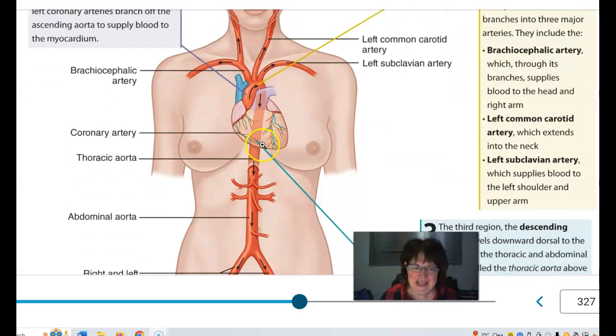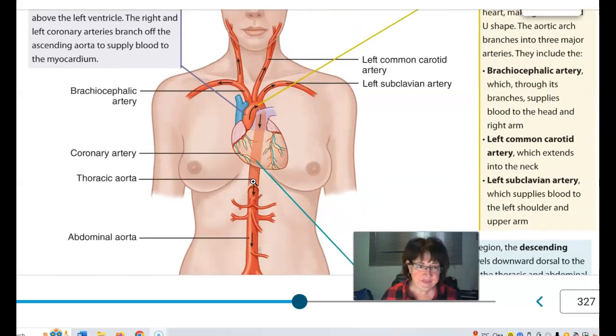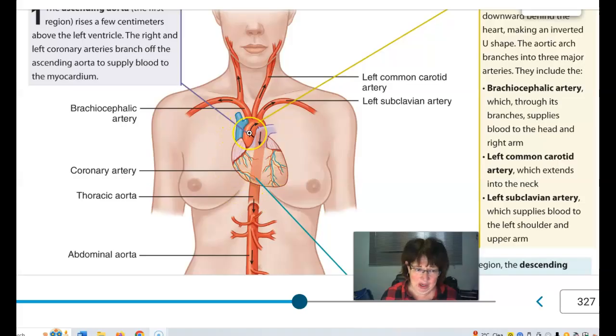As the descending aorta goes down, it goes through the thoracic area. So then it's called the thoracic aorta. The abdominal area, so it's called the abdominal aorta. And then it bifurcates into the left and right common iliac arteries. And if you put your hands on your hips, you'll go over the iliac bones, which is the top of your hip bone, and the bifurcation occurs about the iliac artery. Good. So that is the aorta.